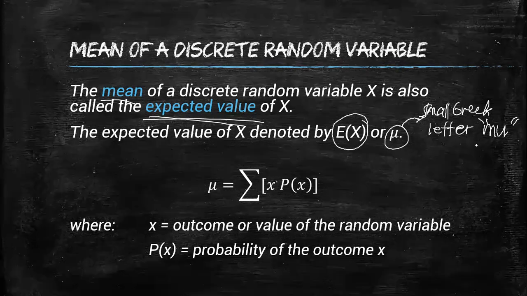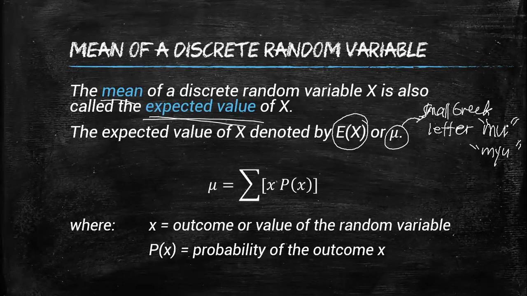Ayan, mu. This is pronounced as mu. Okay? Baka may naalala kayo sa word na mu or sa letter na yan. Yan po ay mu. Kapag may symbol class na ganyan, ibig sabihin po niyan ay mean. Okay? That is our symbol for mean. So, our formula for our mu, or for our mean, or for our expected value is here.